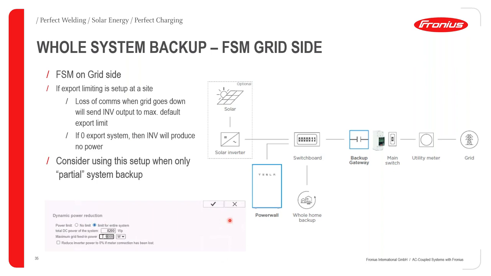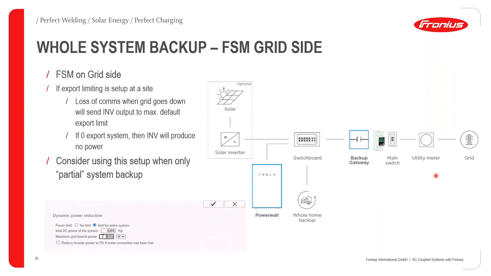So I've got a little screenshot over here. This screenshot is from the web user interface of the Fronius data manager. Okay, and this is also needed in order to set up a Fronius smart meter. So in this case, if you set 5,000 watts as your maximum grid feeding power, this means that the inverter will only feed in a maximum of 5,000 watts to the grid.